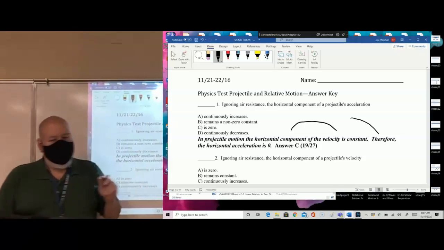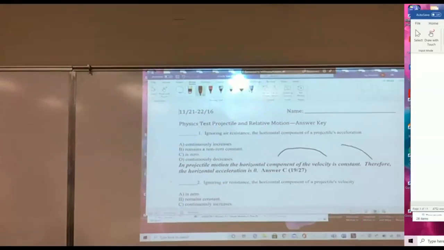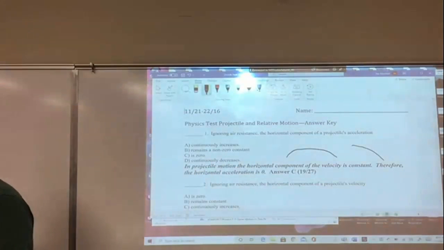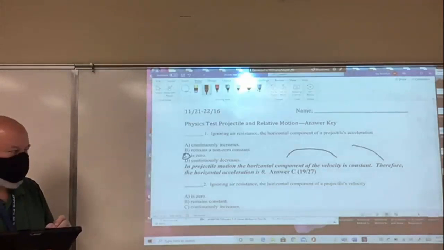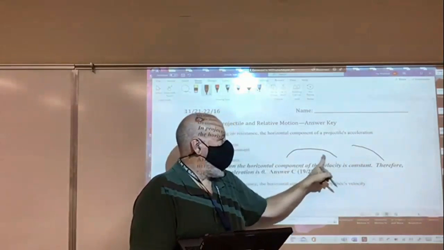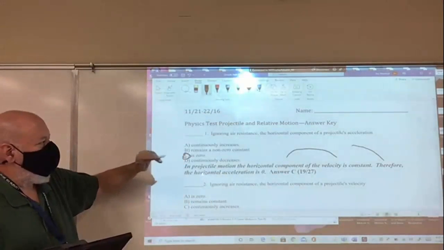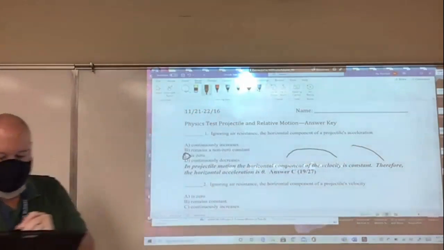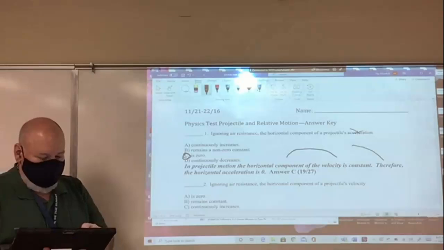In the horizontal direction, what do I know about the velocity in the horizontal direction? It's constant, right? So is there any acceleration in the horizontal direction? There is no acceleration in the horizontal direction, right? It's constant. Doesn't matter whether it's horizontally launched or angled launch, that motion in the x direction is constant. So you have to read these questions very, very carefully. There is no acceleration in the horizontal direction. Okay?